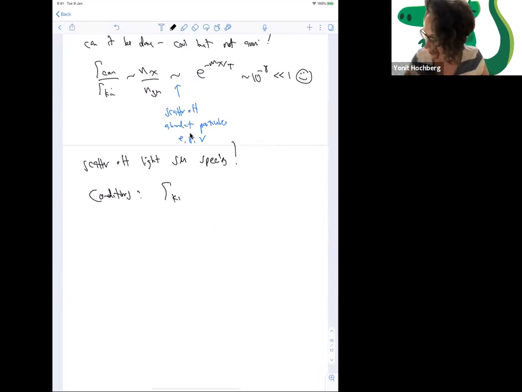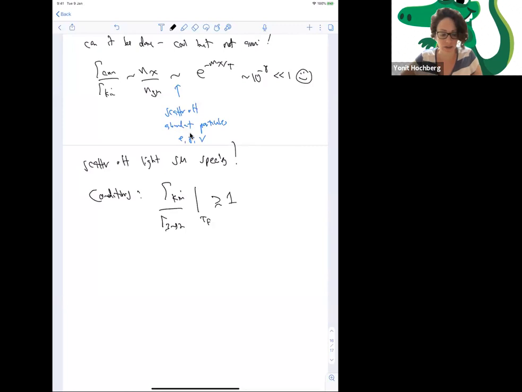So on the one hand, we want the kinetic rate to be active at freeze out. So compared to the 3 to 2 rate at freeze out, we want this to be large. And simultaneously, we want to make sure that our annihilation rate compared to 3 to 2 is small, okay, at freeze out.